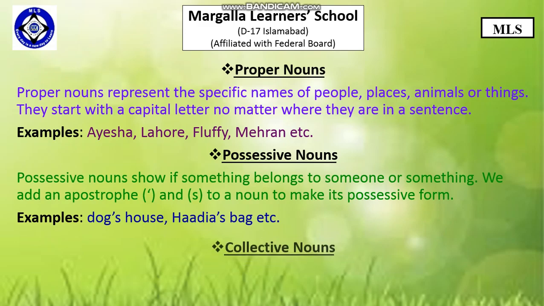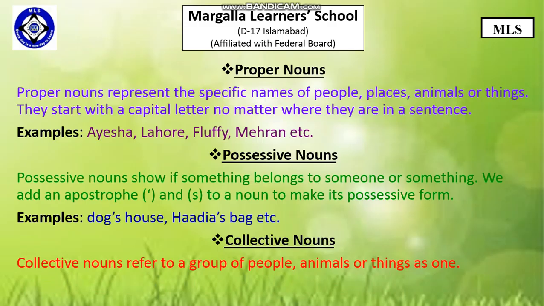Now let's come to our last type, which is collective nouns. Collective nouns refer to a group of people, animals, or things as one. For example, group, herd, bouquet, etc. For example, there is a group of boys. See, the group is just one for the boys. So, it is the collective noun.